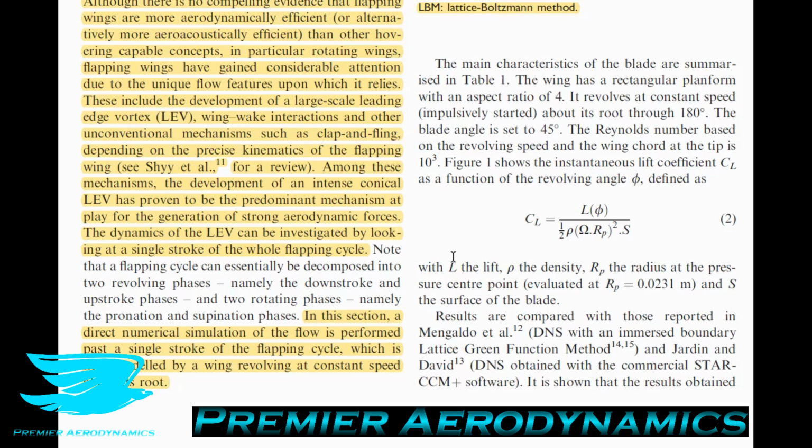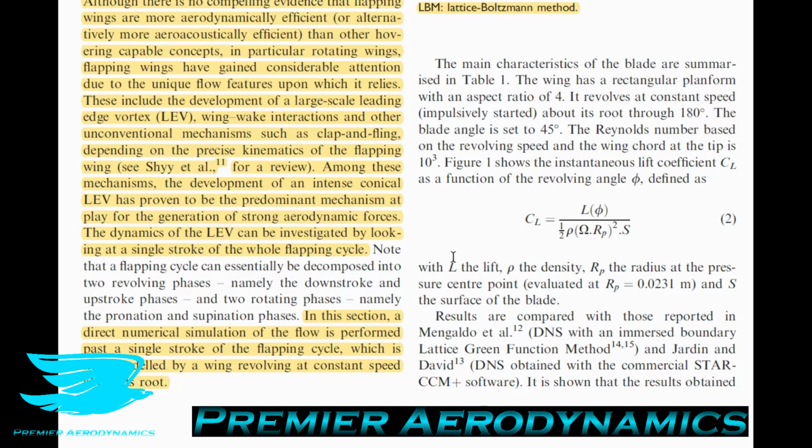The dynamics of the leading edge vortex can be investigated by looking at a single stroke of the whole flapping cycle. Now, just briefly, the leading edge vortex is a major component of the lift generation mechanism for insects and birds. And it's very contingent on how fast you flap. So if you flap too fast, you won't get nearly as much lift. If you flap too slow, you won't get nearly as much lift either. There's a real optimal range there.